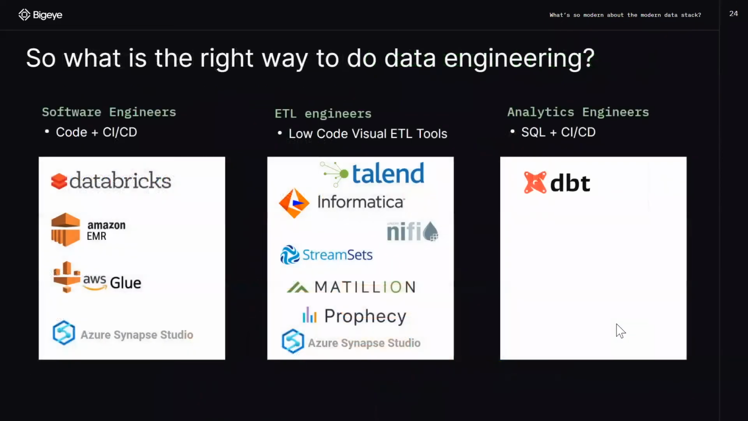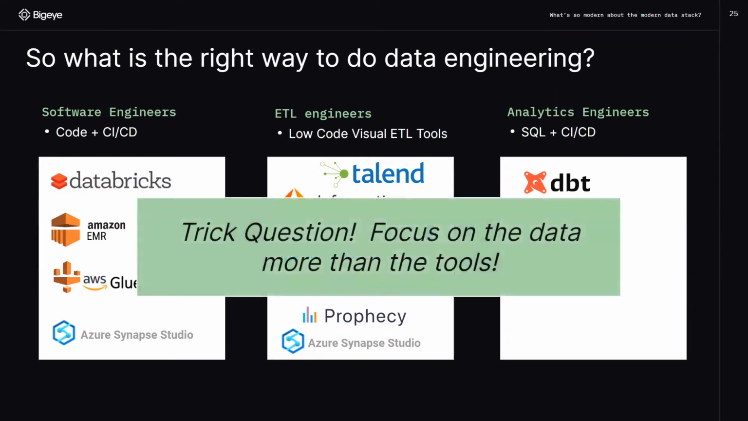Okay, so I sort of hinted at it. What is the right way to do data engineering, right? I think everybody has an opinion here of which way is the true way and the correct way to do it. I think this is a trick question. I think the most important thing here is to focus on the data more than the tools.